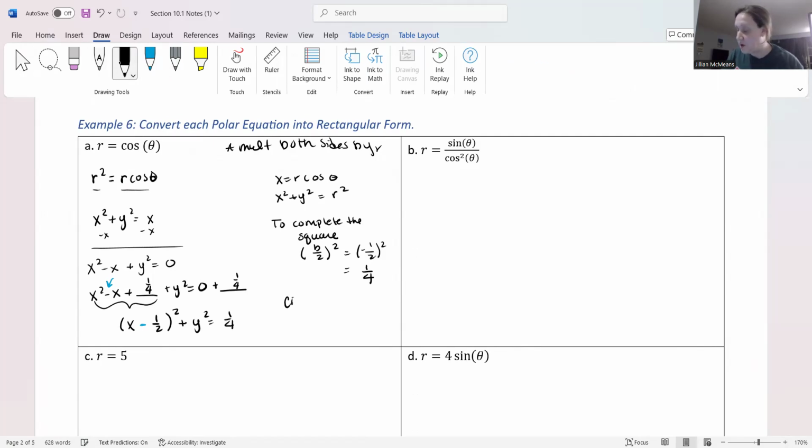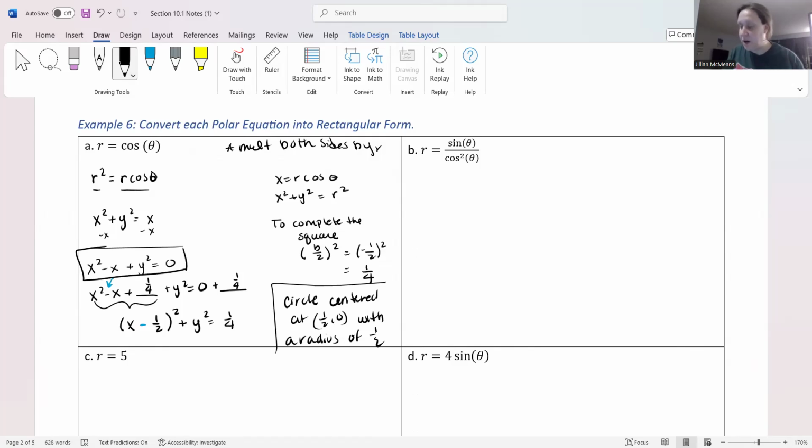So what we have is a circle centered at 1/2 comma 0 with a radius that is the square root of 1/4. So a radius of 1/2. So that's what we're dealing with there. Okay. So I would have been semi-content if you stopped here, but we're mathematicians, right? So like, let's just take it all the way. Okay. Now, for the next one, this is the weird one.